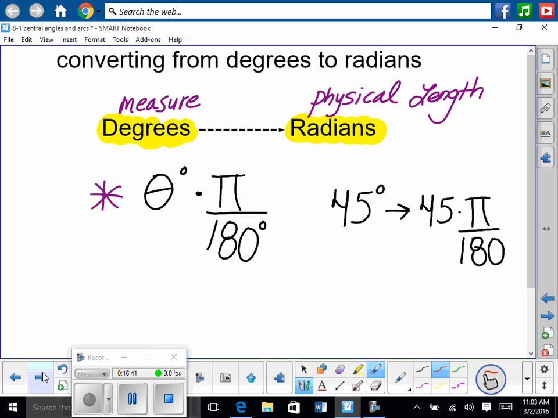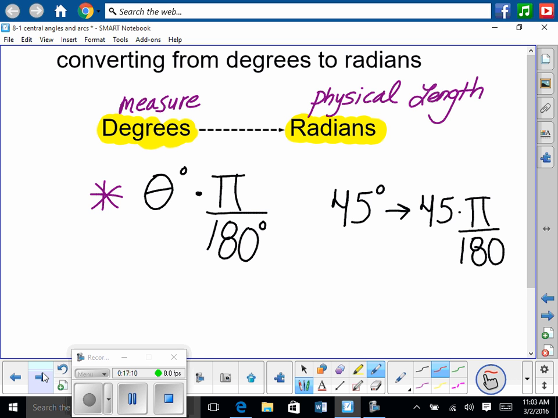Okay, so this is how you take something and take it from degrees to radians. They're equal. One's a measure, one's a physical length. Does everybody understand? Degree is a measure and radians is a physical length. This is how you can take anything written in degrees and change it to its physical length form, its radian form. You take the degrees, theta, and you multiply by pi over 180 degrees.